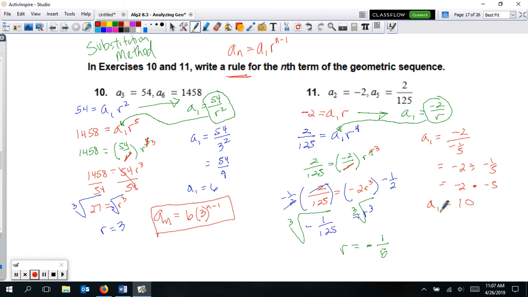We can now write the rule starting with a of n. So a of n equals, the first term is 10, so it's going to be 10. R is going to be in the parenthesis. That's the negative 1/5. And it's to the n minus 1 exponent. And so that will be our answer. We wrote the rule for this one. All right, so now let's go on to looking at how to find a sum of a series.